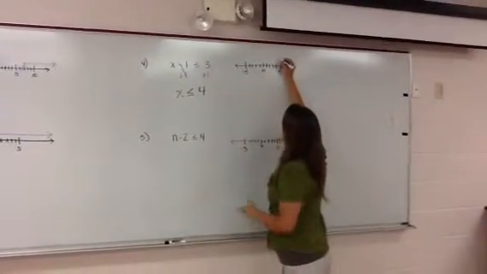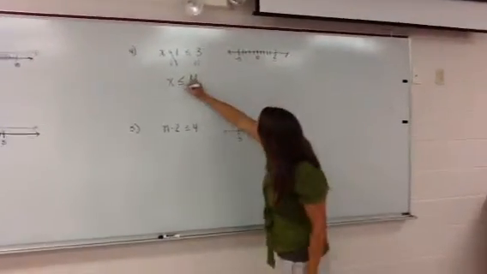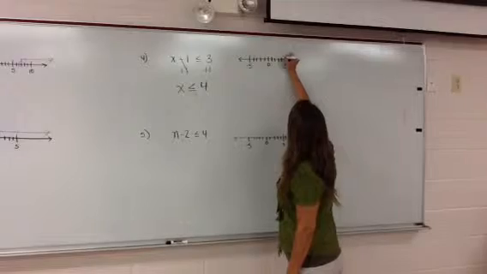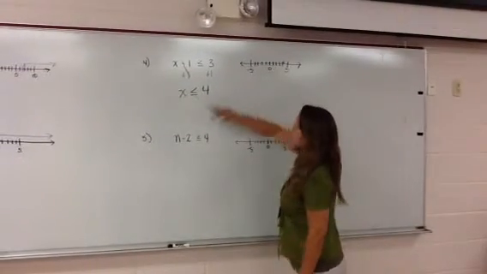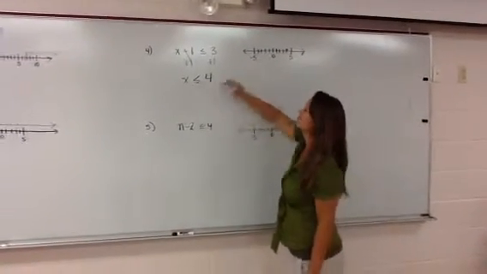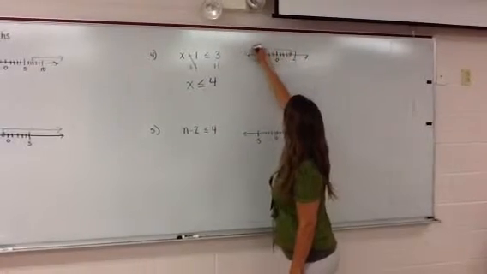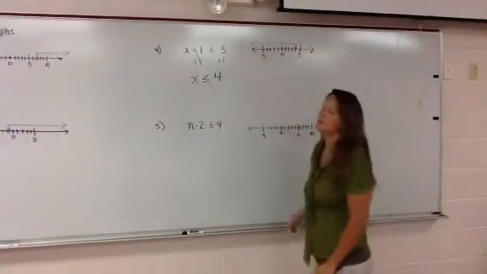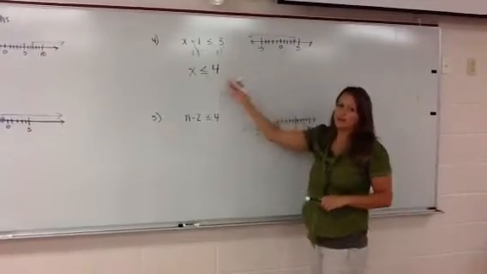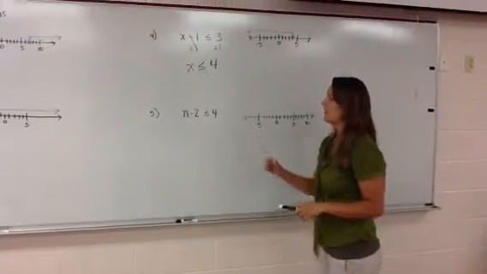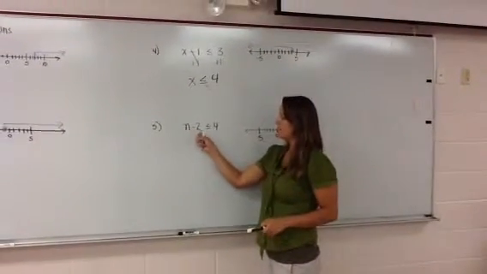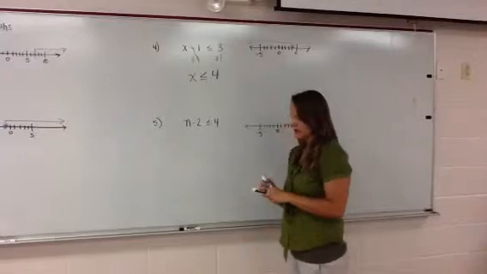Come here to the number 4. I see that I do have an equal to, so I'll have to do a closed dot at 4. And x is all numbers less than or equal to 4. So my arrow this time is going to be pointing to the negative direction. Number 5. N minus 2 is less than or equal to 4.